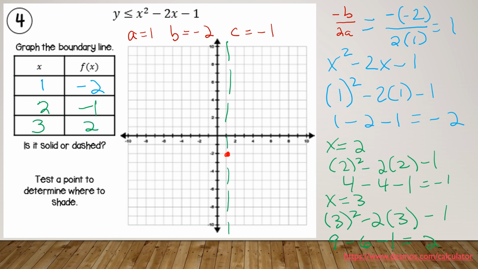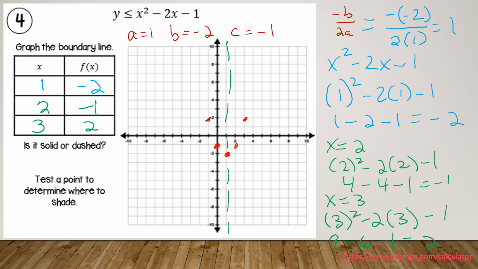Now if I continue to plot these points, I have 2, negative 1, and I have that reflection point, and 3, 2, and that reflection point as well. Oops, wrong spot. How about we go right here?